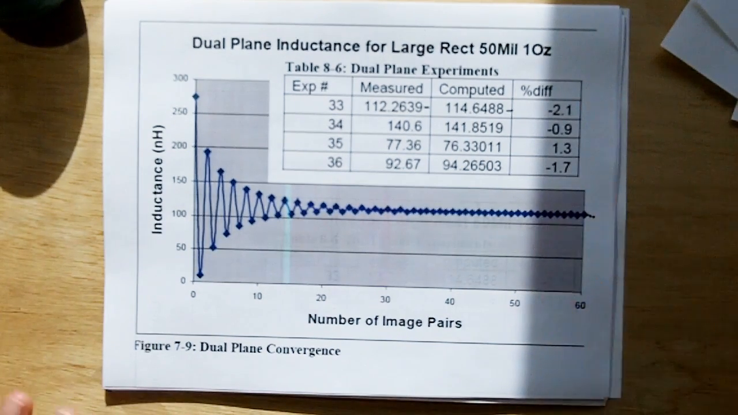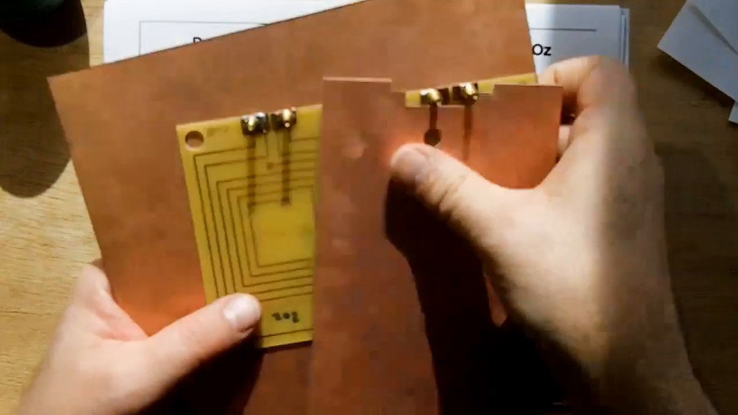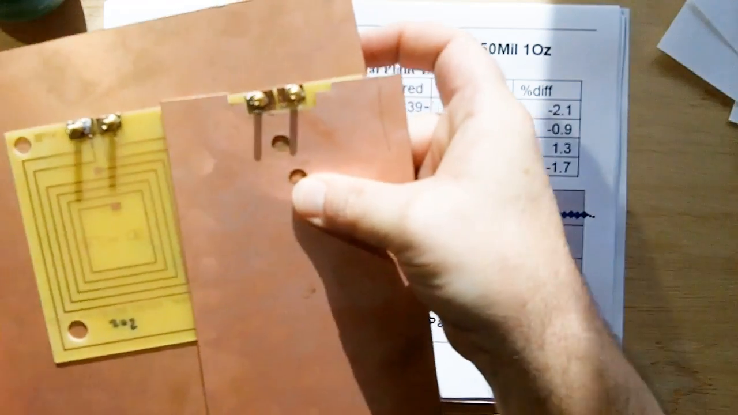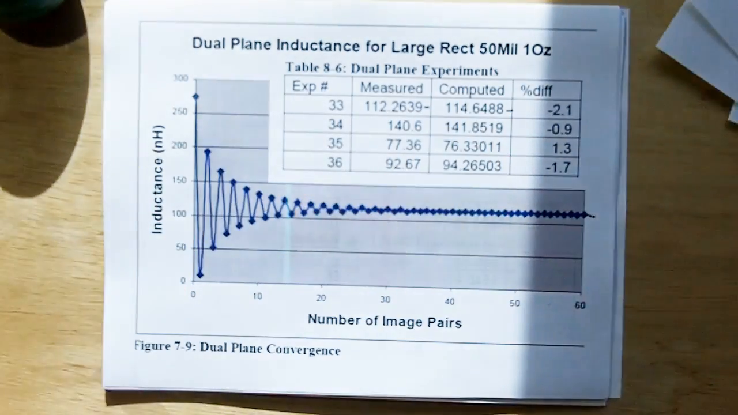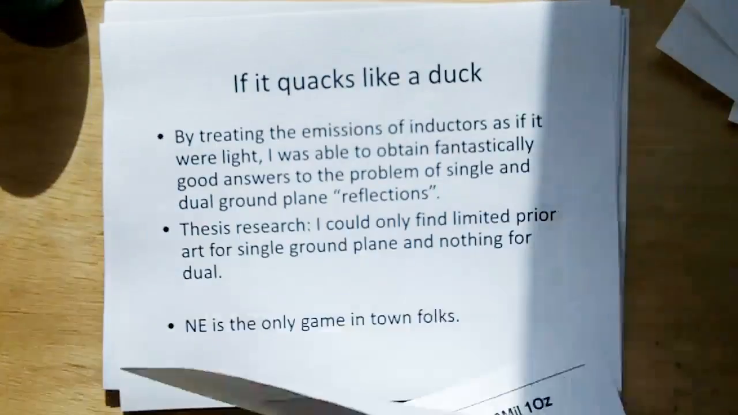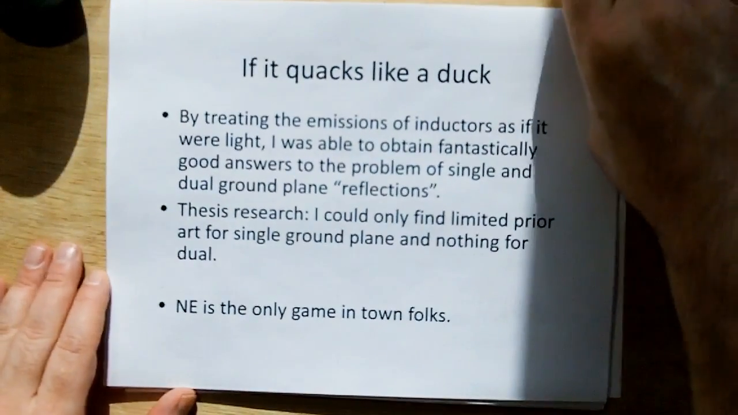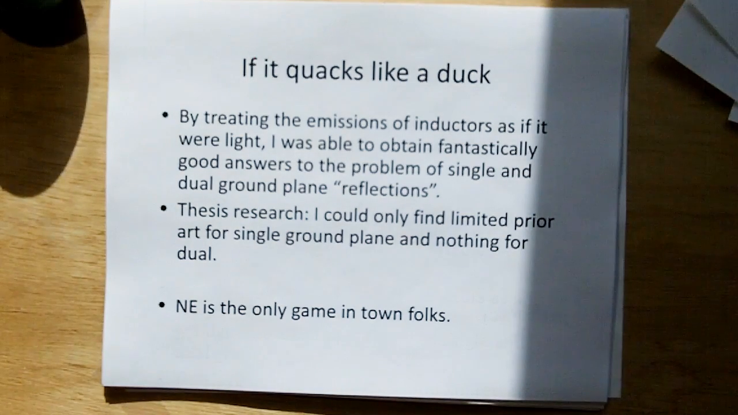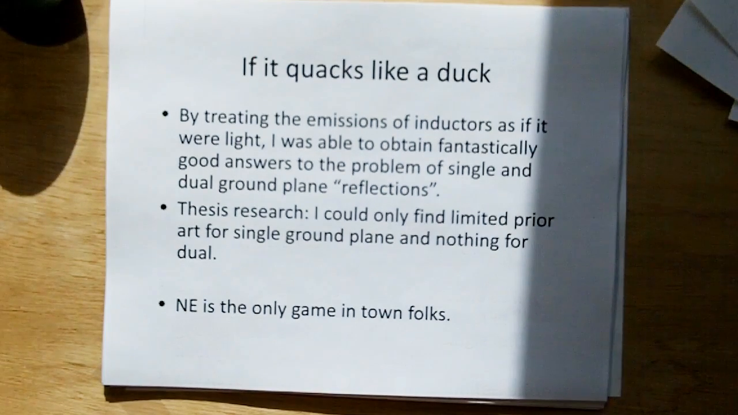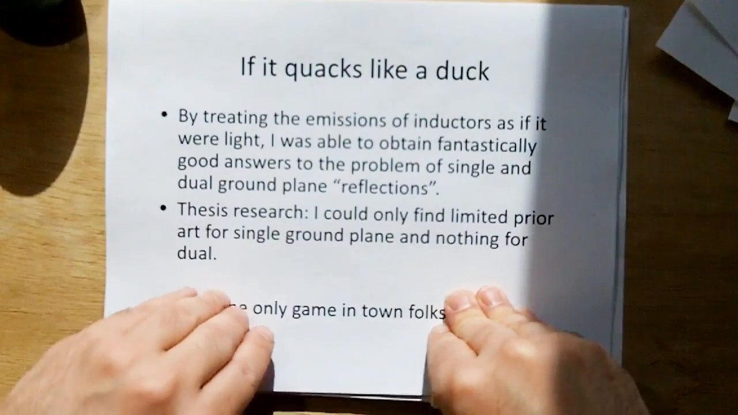And then it's also hard when you're just laying things on top of each other. You don't know if the separation distance is perfectly 1/16 of an inch, and there's a whole bunch of other variables. So to get only 2% difference at the worst case here is really, really good. So if it quacks like a duck, by treating the emissions of inductors as if they were light, I was able to obtain fantastically good answers to the problem of single and dual ground plane reflections. In my thesis research, I could only find limited prior art for single ground planes. In my opinion, it was very poor work, and nothing for dual. My friends, new electromagnetism is the only game in town.